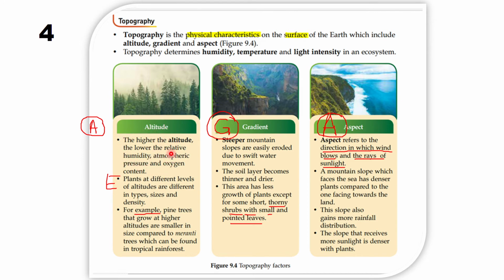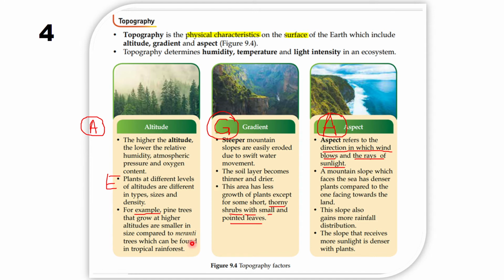Semakin tinggi, so you get to see these relative changes. Okay, and then the third point over here is that you start giving example. Example, pine trees grow at the high altitudes. They are smaller in size. Okay, because of this lower relative humidity, atmospheric pressure, and also oxygen content.